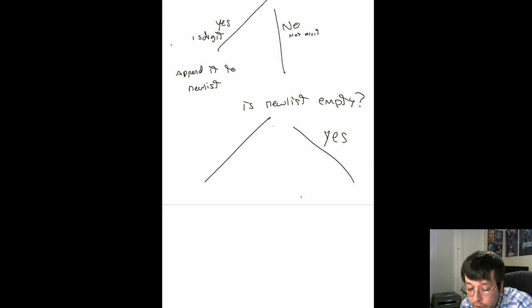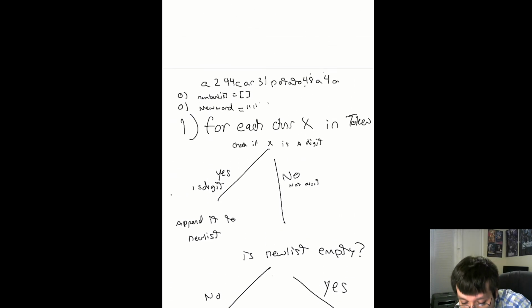Then you can just say do nothing. Pass, whatever. Okay? Because if it's empty, it means that the last letter I looked at was a letter, so nothing to worry about. If it's not empty, that means that I just came off of a number. So if I'm looking at a P and there's 3, 1 in new list, it means I just came off a number.